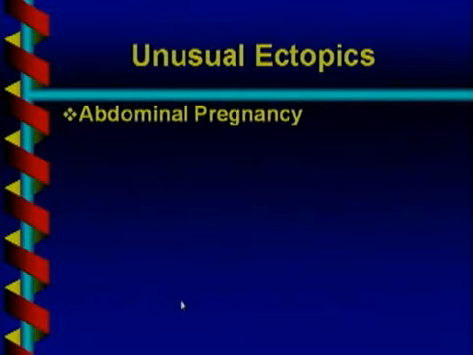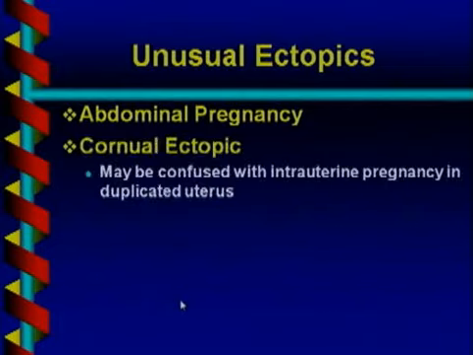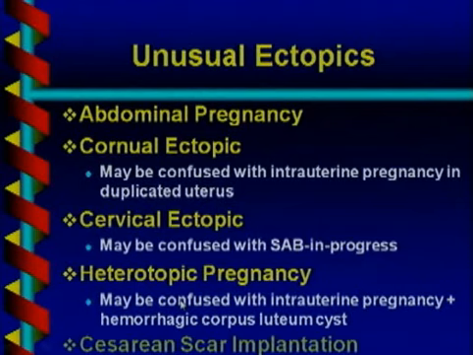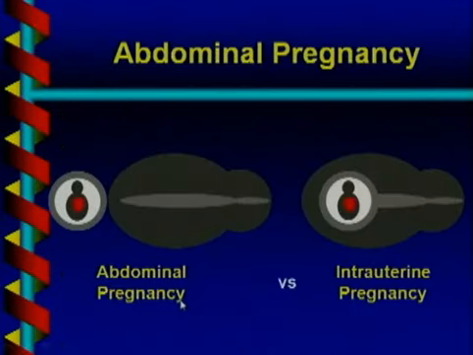Let me talk briefly about some unusual ectopics, including abdominal pregnancy, cornual ectopic pregnancy, cervical ectopic pregnancy, heterotopic pregnancy, and cesarean scar implantation. Abdominal pregnancies are situated in the abdomen, outside the uterus and outside the tube, just free in the abdomen, typically up right against the intestines. These are usually, but not always, that easy to distinguish from intrauterine pregnancies.